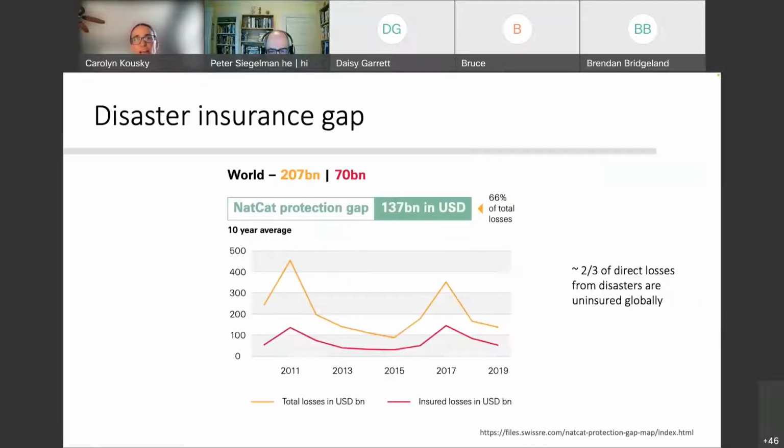But when it comes to disasters, we see this big disaster insurance gap. And this is true globally. This is showing you data from Swiss Re. They estimate that about two-thirds of losses from disasters globally are uninsured. But even here, where we have very robust insurance markets, the disaster insurance gap is not much smaller. A lot of our disaster losses here in the US also go uninsured.